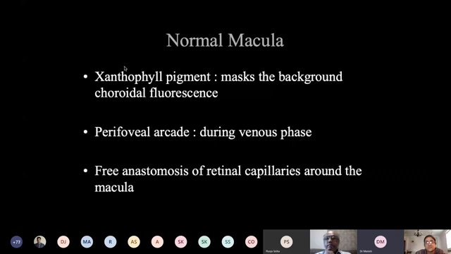Now, Dr. Saurabh has been teaching for the last 2 days what is foveola, what is fovea, what is the perifoveal area. So here also we have the perifoveal arcade, and this is going to be seen during the venous phase. And we have then the free anastomosis of the retinal capillaries, which is going to be around the macula. So this is important for us to understand.